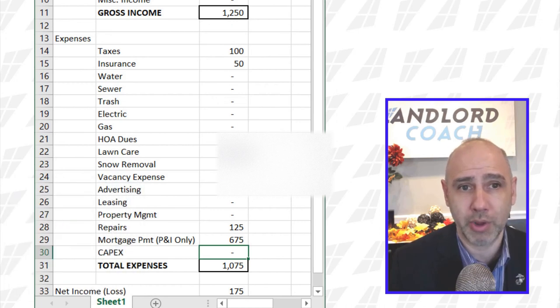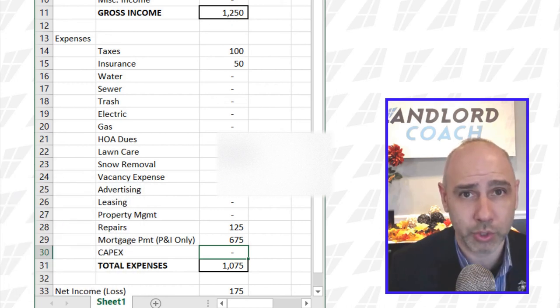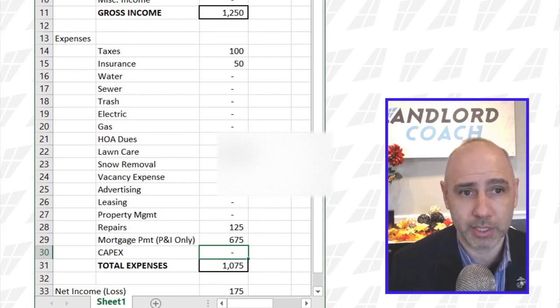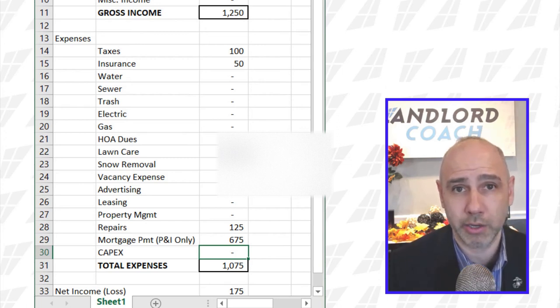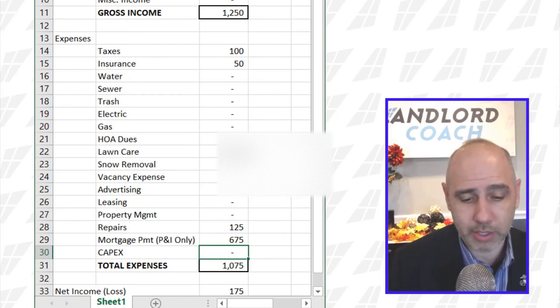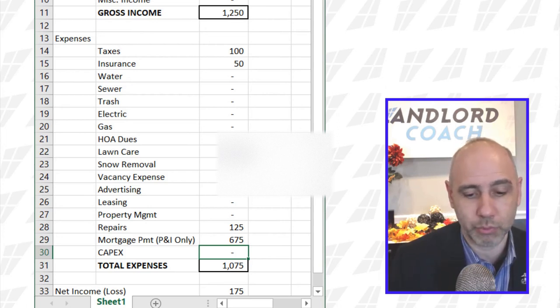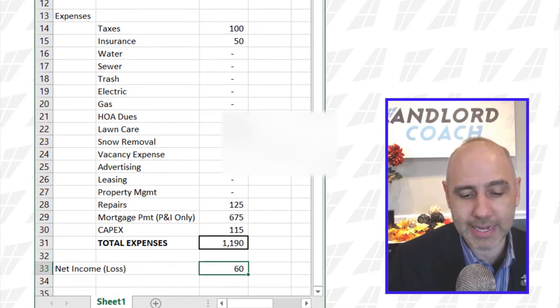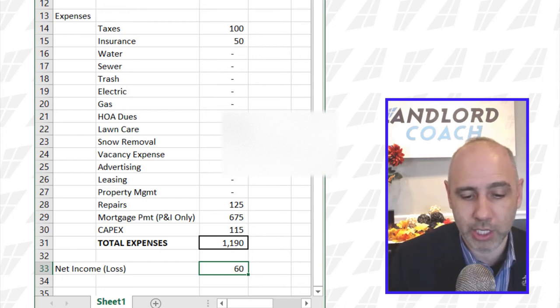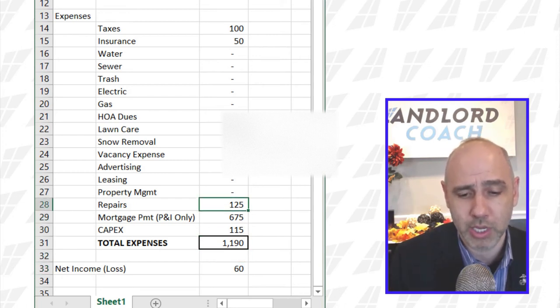These are things where you have maybe $6,000 to $8,000 for a new furnace, or maybe $20,000 for a roof. You don't want to be surprised by something like that. So you generally want to make sure that you're setting enough money aside for capital expenditures. So let's say, and again, back of the napkin math, we'll say it's $115. Okay, so that means that you've got a net income of $60 a month after all of your expenses and your allocations for capital expenditures.